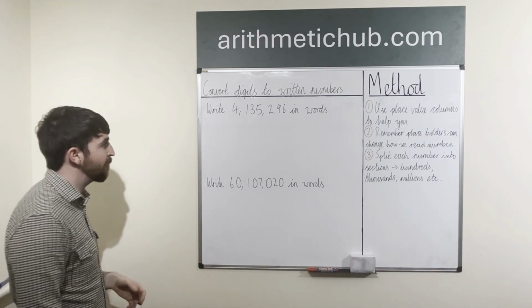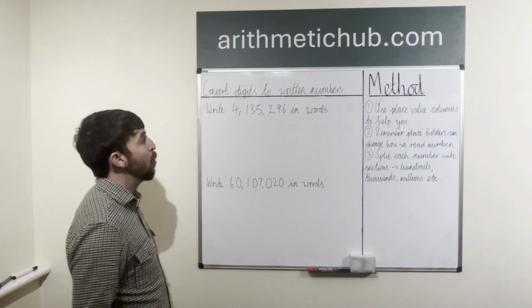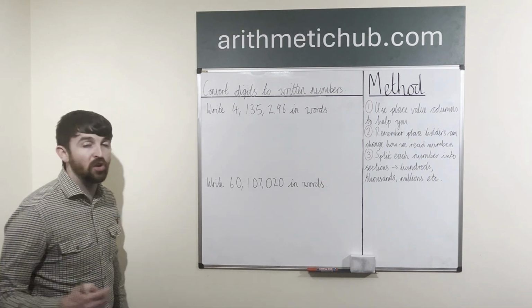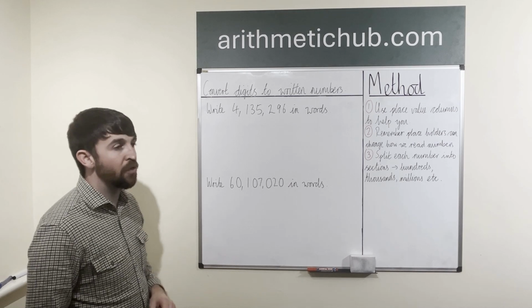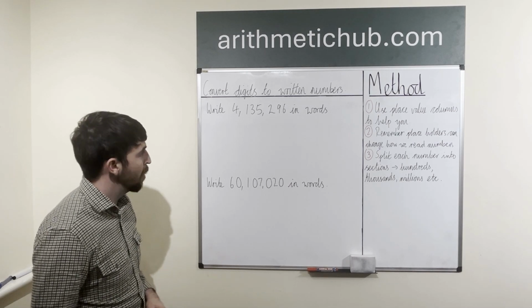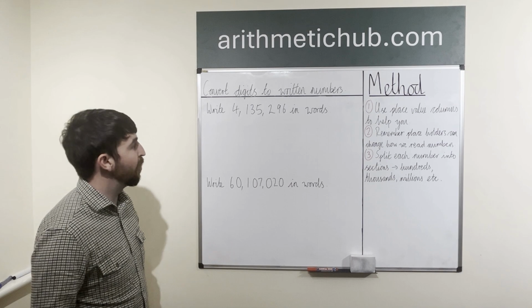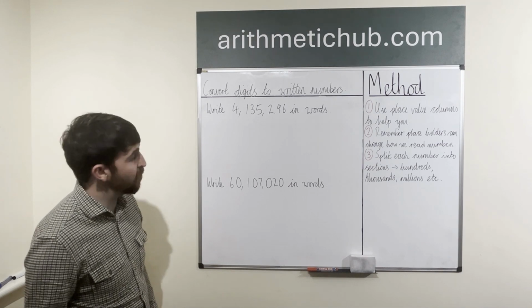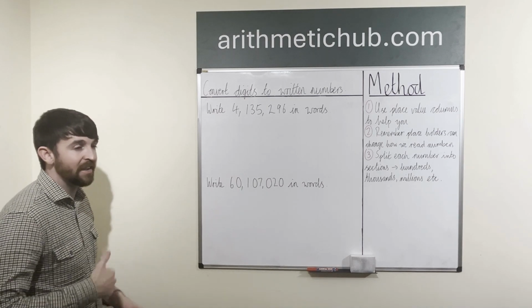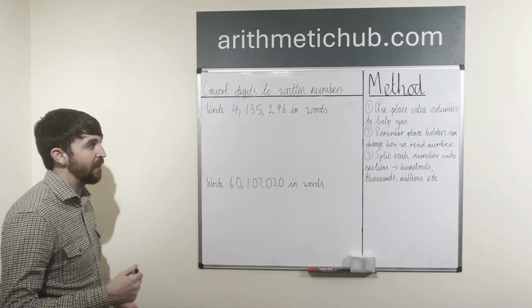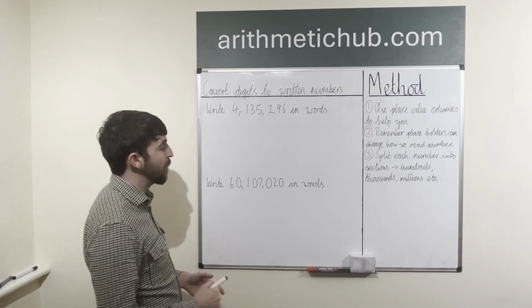So I'd be saying to myself, right, my number is 4,135,296. And as I was writing it in words, I would be going through it, 4,135,296. And I would just be writing each word after each other once I'd read through it, okay?